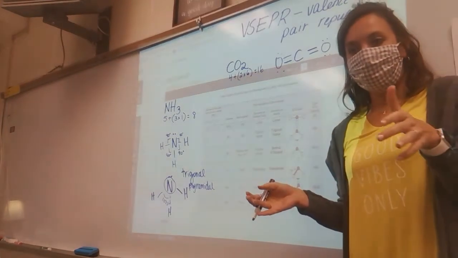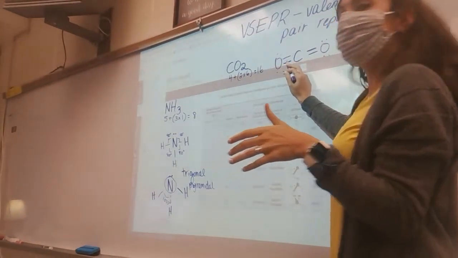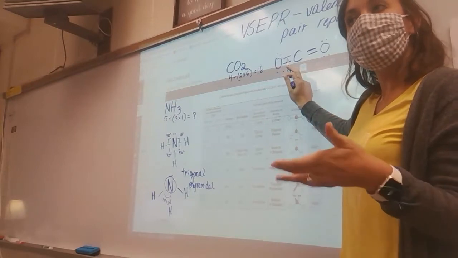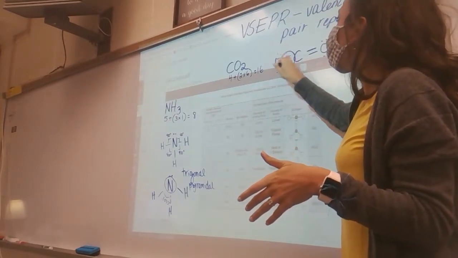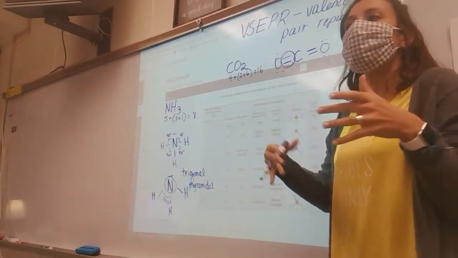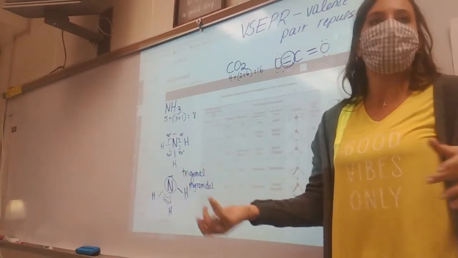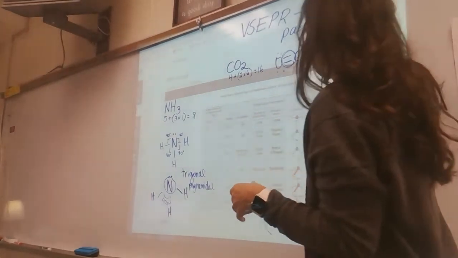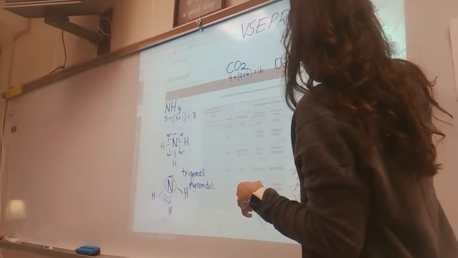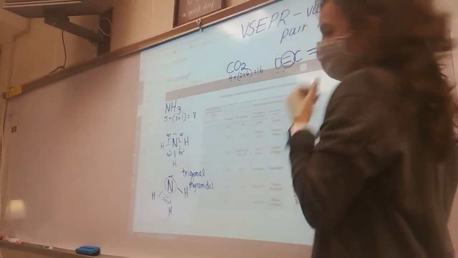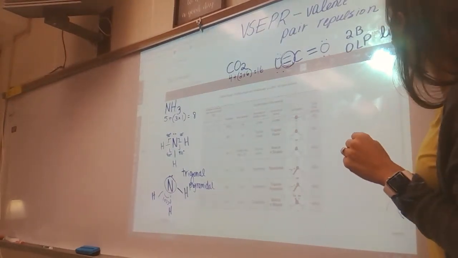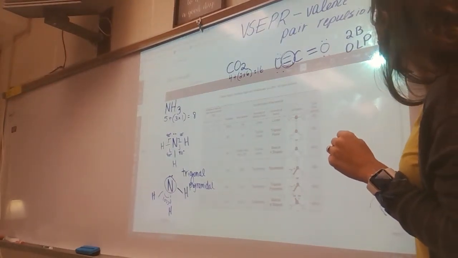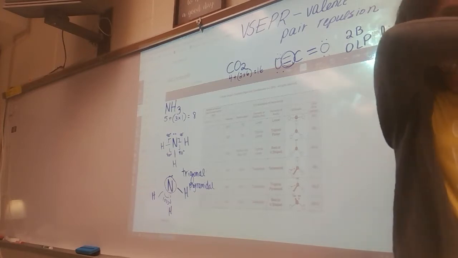But when I go to find my shape and I have to count bonds and lone pairs, this is counted as one bond. It's more like a bonding area. Number of things bonded to the central atom is what you're counting. So this has 2 bonds and 0 lone pairs. So we would call it linear, and it would be a 180-degree bond angle.